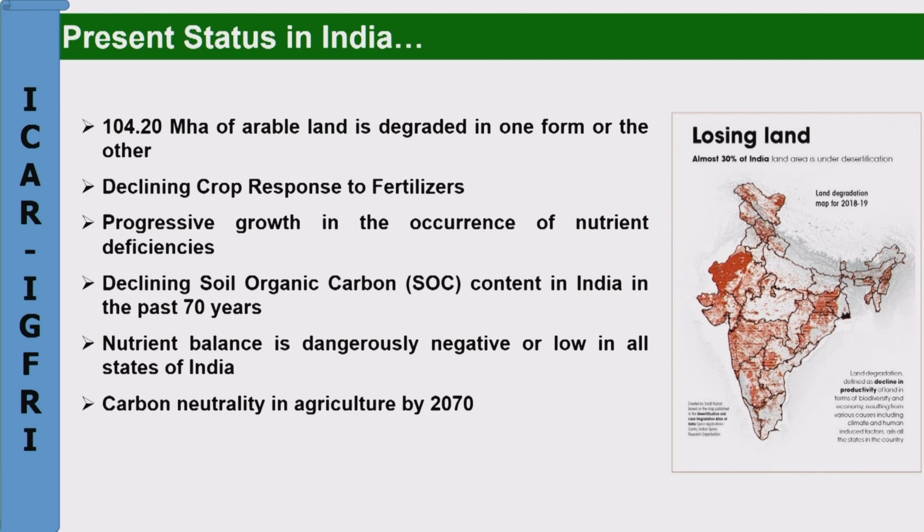Nearly more than 100 million hectares of Indian land is degraded, and it also has the major problem of declining soil organic carbon and a dangerously negative or low nutrient balance. But our dream is to achieve carbon neutrality by 2070 in agriculture.